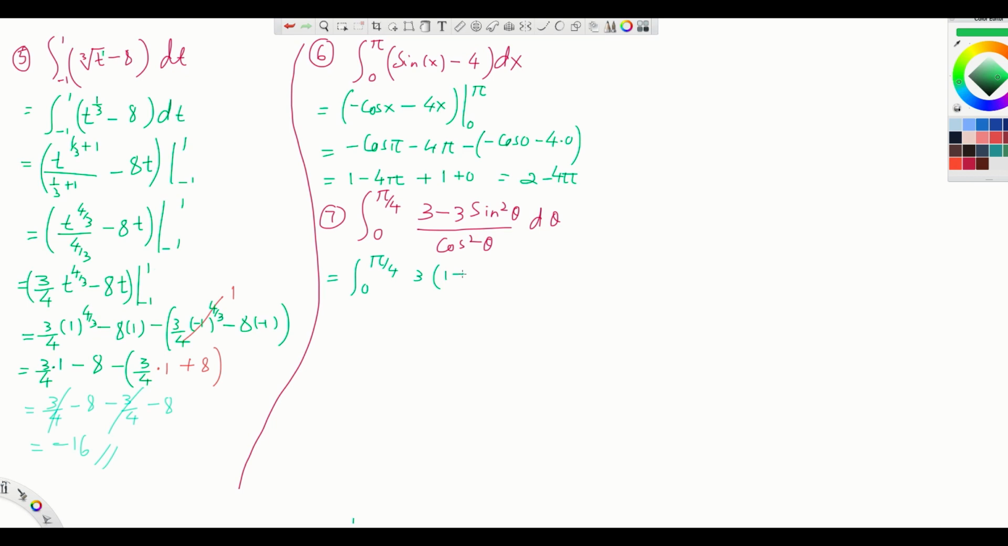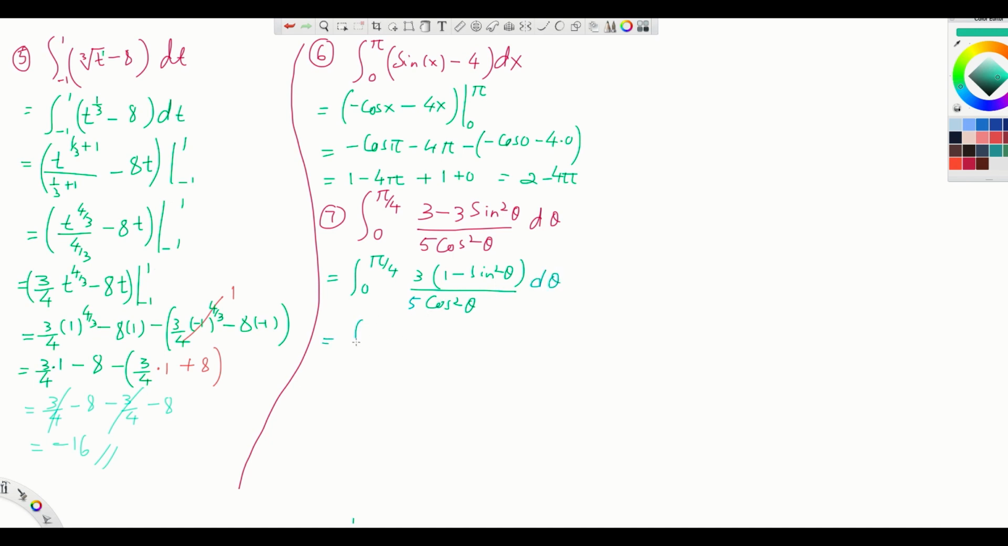What is left? It's 1 minus sine square theta, right? Over cosine square theta. You see that? Oh, by the way, I forgot to write, there is a 5 there, 5 cosine square theta, right? So this will become 5 cosine square theta. Okay, there is d theta, don't forget that.